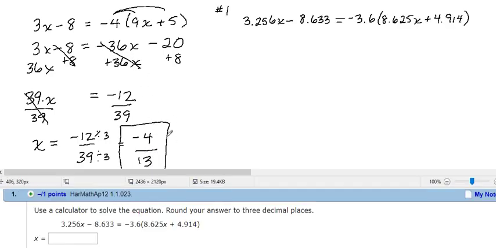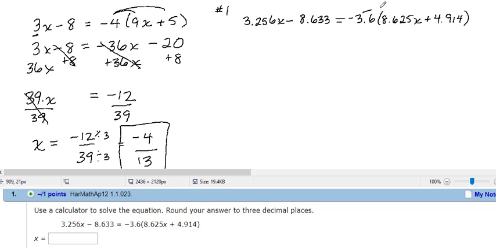That's a basic linear equation to solve. I think most people will remember how you do that. Question number 1 in this section is a basic linear equation. The only difference is that instead of having a nice integer number like 3, we've got 3.25. Instead of having take away 8, we have take away 8.633. You're going to do the same process. You're going to have to keep track of these decimal places.